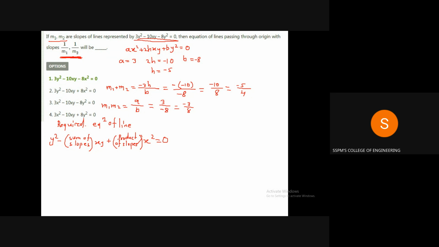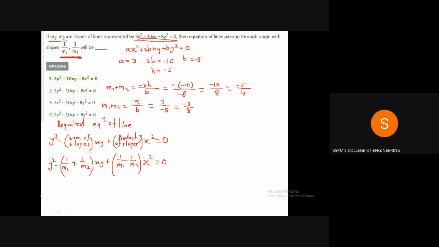Now what are the slopes of the required lines? They are 1 upon m1 and 1 upon m2. So we will put those slopes in this equation. So y square minus, what is the sum of slopes? The first slope is 1 upon m1, the second slope is 1 upon m2, into xy plus, the product is simply 1 upon m1 times 1 upon m2, x square is equal to 0.